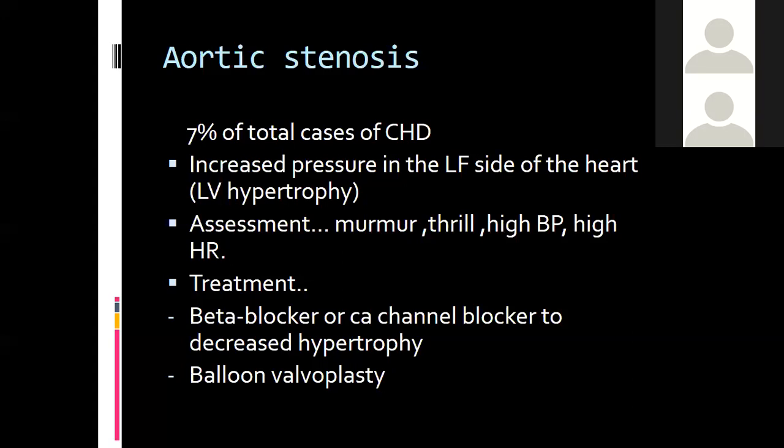Okay, and for the treatment of these cases, they can be given a beta blocker and or calcium channel blocker to decrease the hypertrophy in the case of aortic stenosis. In this case, they are given a beta blocker and calcium channel blocker to reduce the chance of hypertrophy.